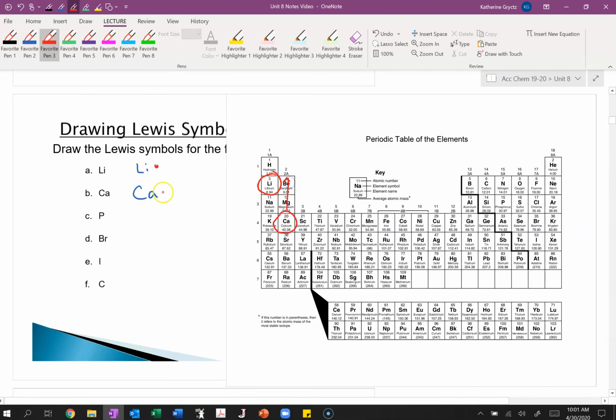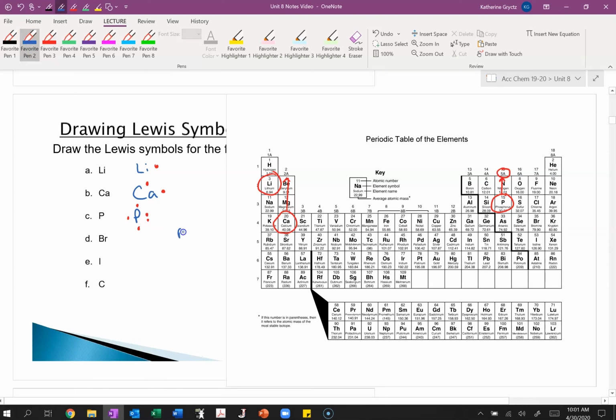Calcium has 2 valence electrons, so we pick 2 sides to put that. It doesn't matter which sides. Okay, for phosphorus, we go find phosphorus on the periodic table, and it's going to have 5 valence electrons. So we go 1, 2, 3, 4, and 5. At least one of them has to be paired up.